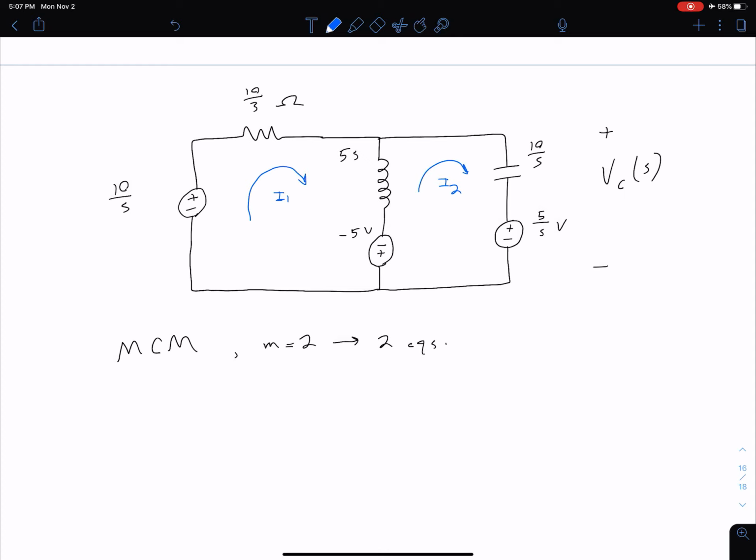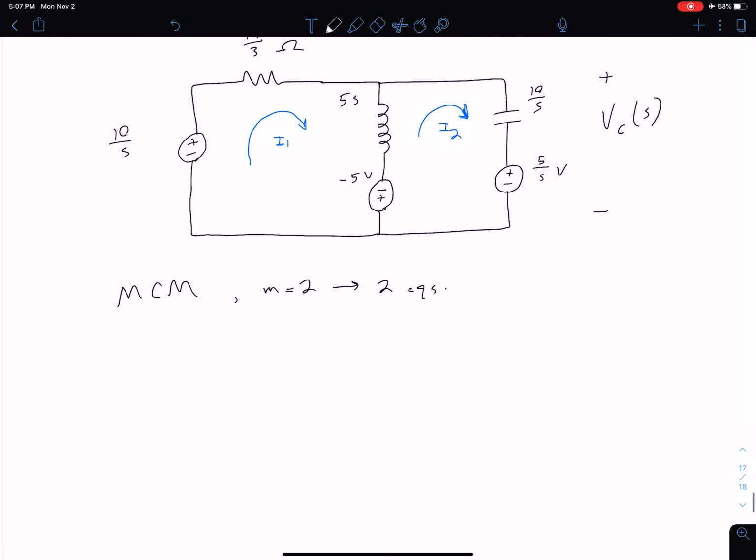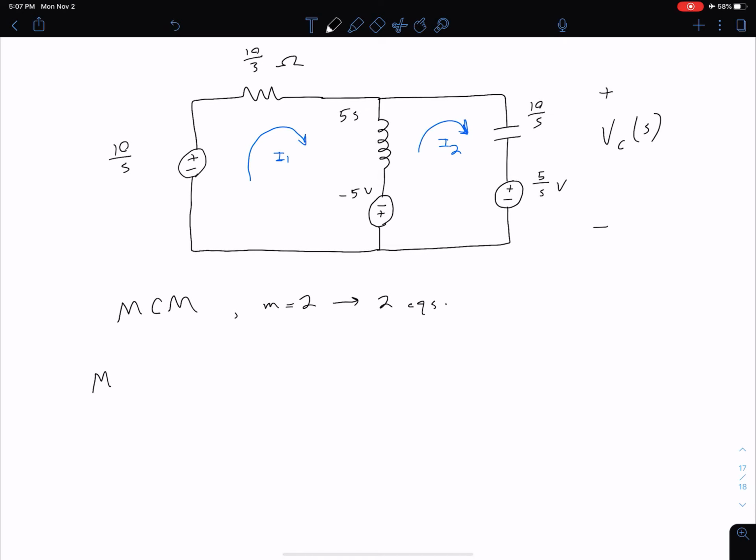And so there's not necessarily a right or wrong way to define these. We can define them going clockwise or counterclockwise. Either way will give you the same answer, so long as you're careful with your passive sign convention and your KVL as you're writing your mesh equations. Okay, so let's start with our mesh 1 then. So our mesh 1 equation.